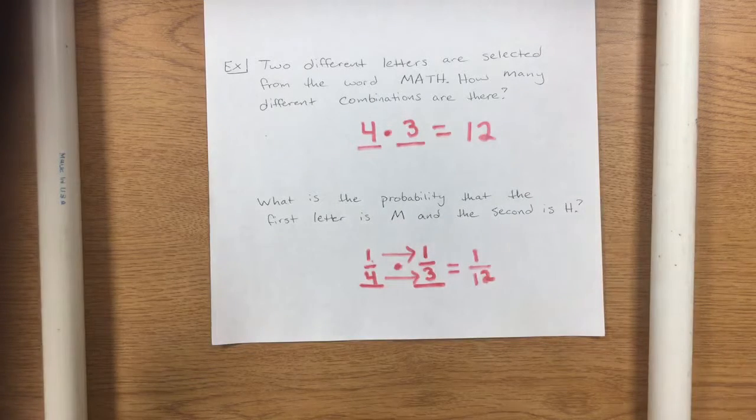So we have to remember that when we're finding permutations, the order matters. So we're going to go down each time, but then we're still going to multiply all of the total options together.